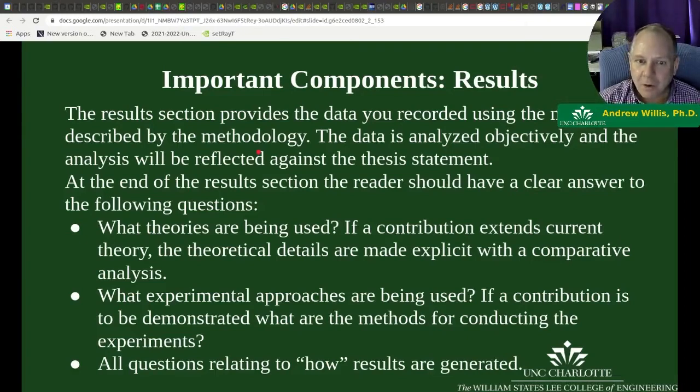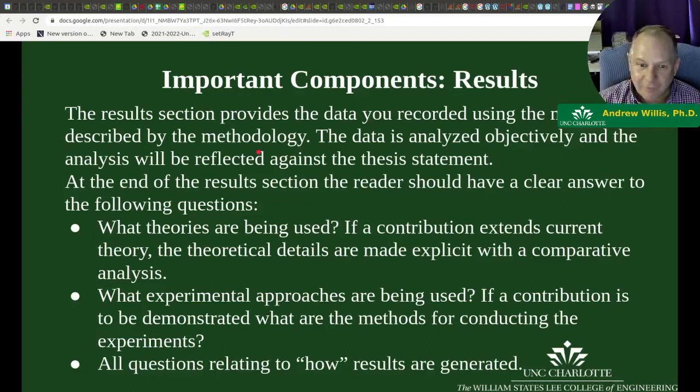So, what experimental approaches are being used? Well, you might have discussed them in your methodology section, but you have to be explicit. If you're running something on a computer and its performance is part of the analysis, what kind of computer is it? If you're doing something with a microscope, what are the specifics of the microscope? All these kinds of things.